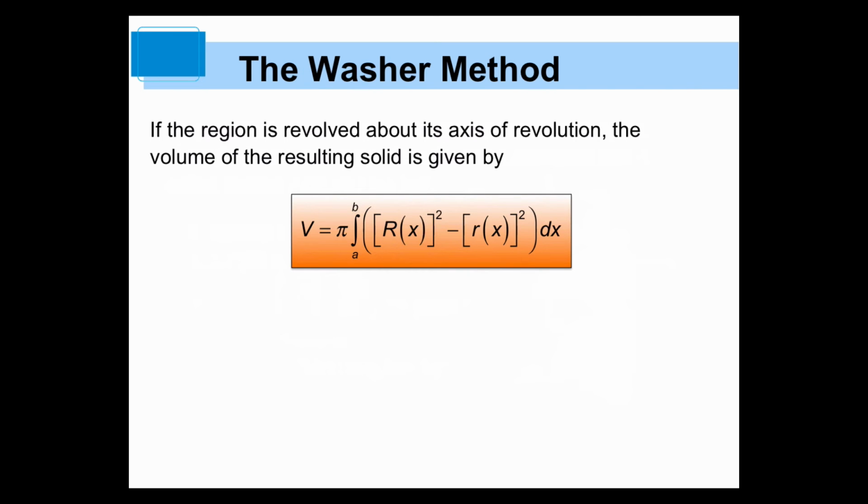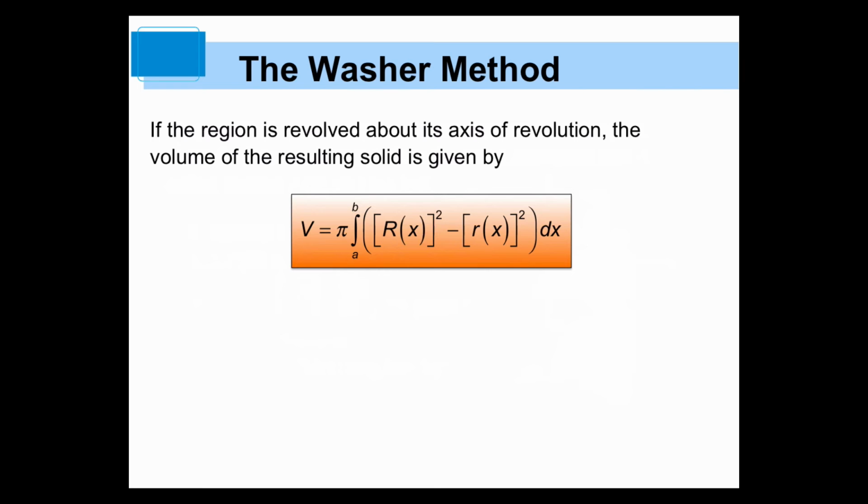Okay, so there's the formula again. This is what we had before. Notice you have to square each individual part. Take the big radius and square it, minus the little radius squared.